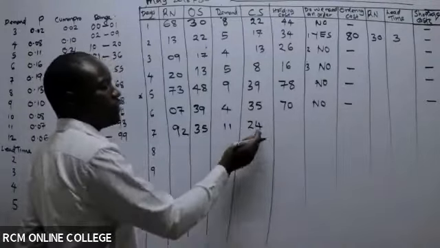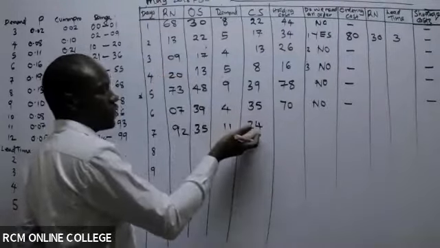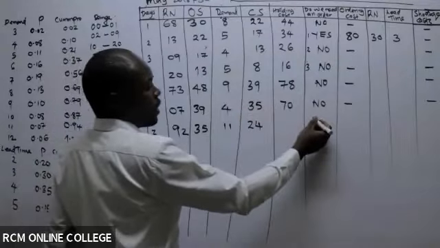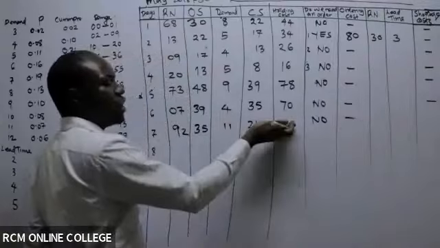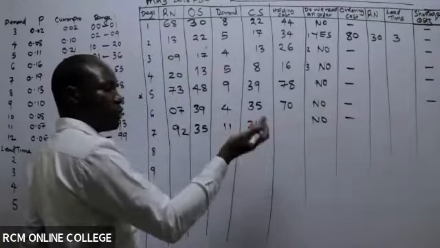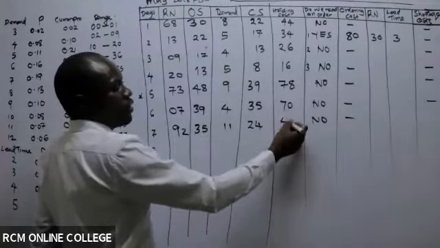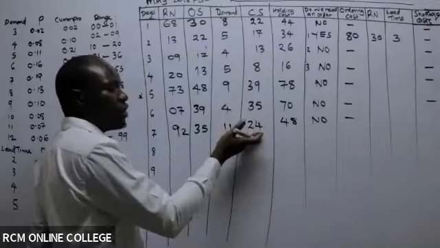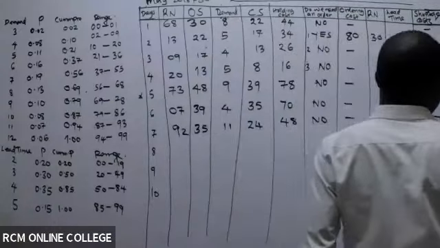24 units. 24 is greater than 20. So there's no ordering. There's no need of making an order. And without that, there is no ordering cost. How about holding cost? You multiply the closing stock by the holding cost per unit, which is 2. It will give us 48. With a closing stock greater than 0, we don't have any shortage.